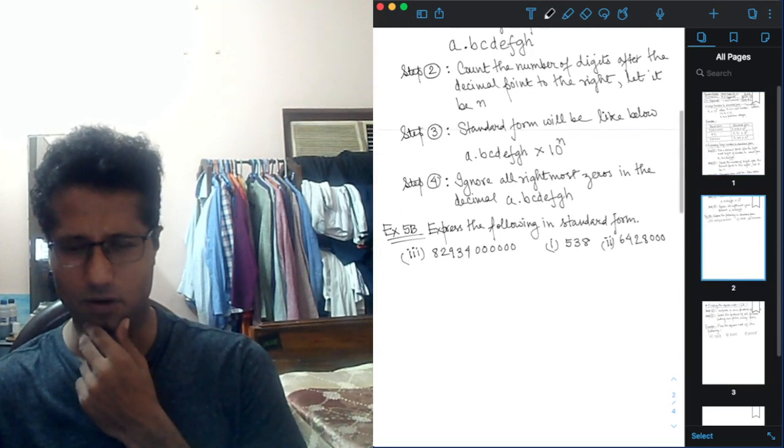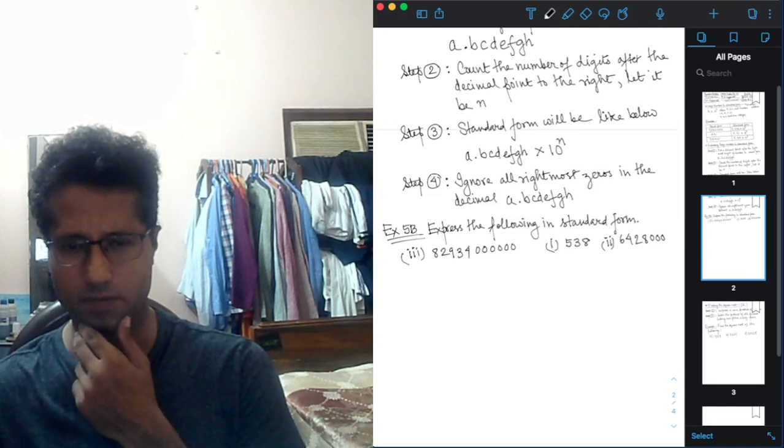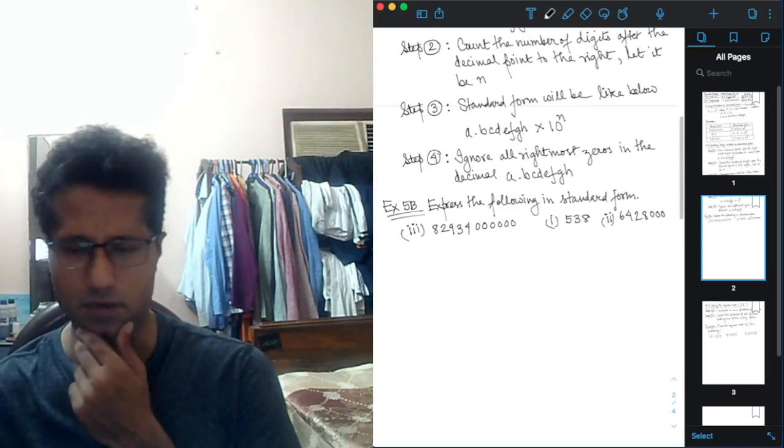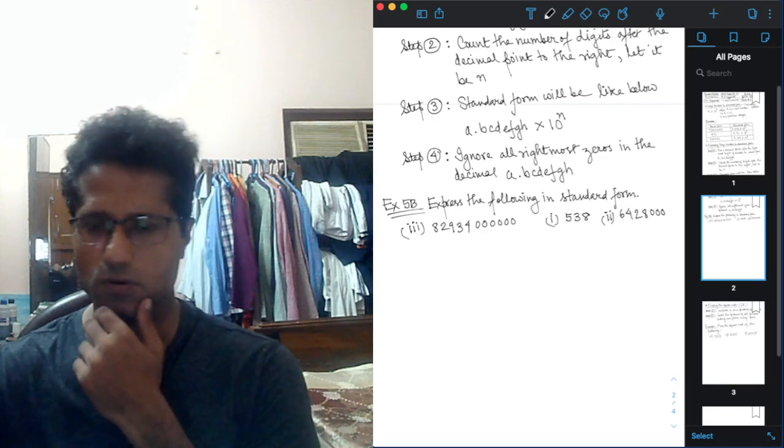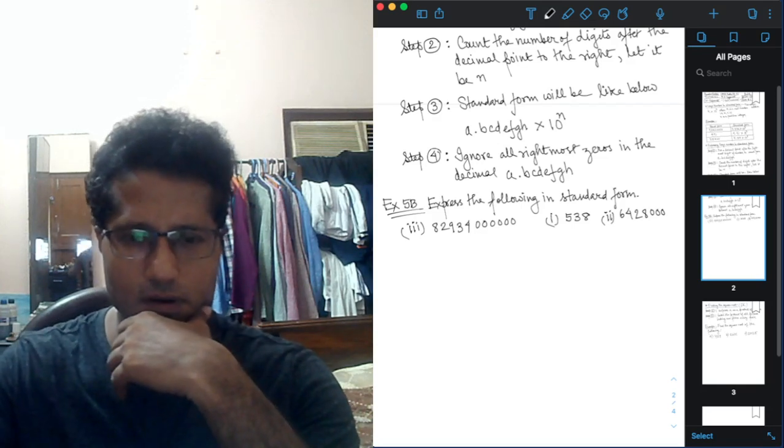So let's solve these 3 problems from exercise 5B. It is asking to express the following in standard form. So let's do number 3.